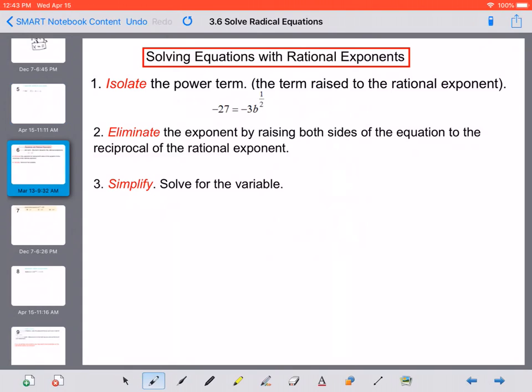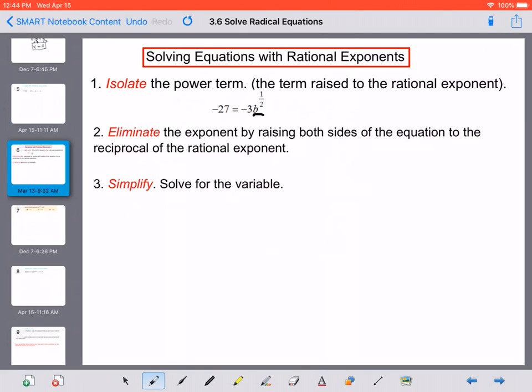We're going to solve equations with rational exponents. Here are some steps to do that. The first one is isolate your power term, the term that's raised to the rational exponent. So looking here at this example, negative 27 equals negative 3 times b to the 1/2. b to the 1/2 power is your power term. So you need to get rid of the negative 3 first. So you would divide both sides by negative 3.